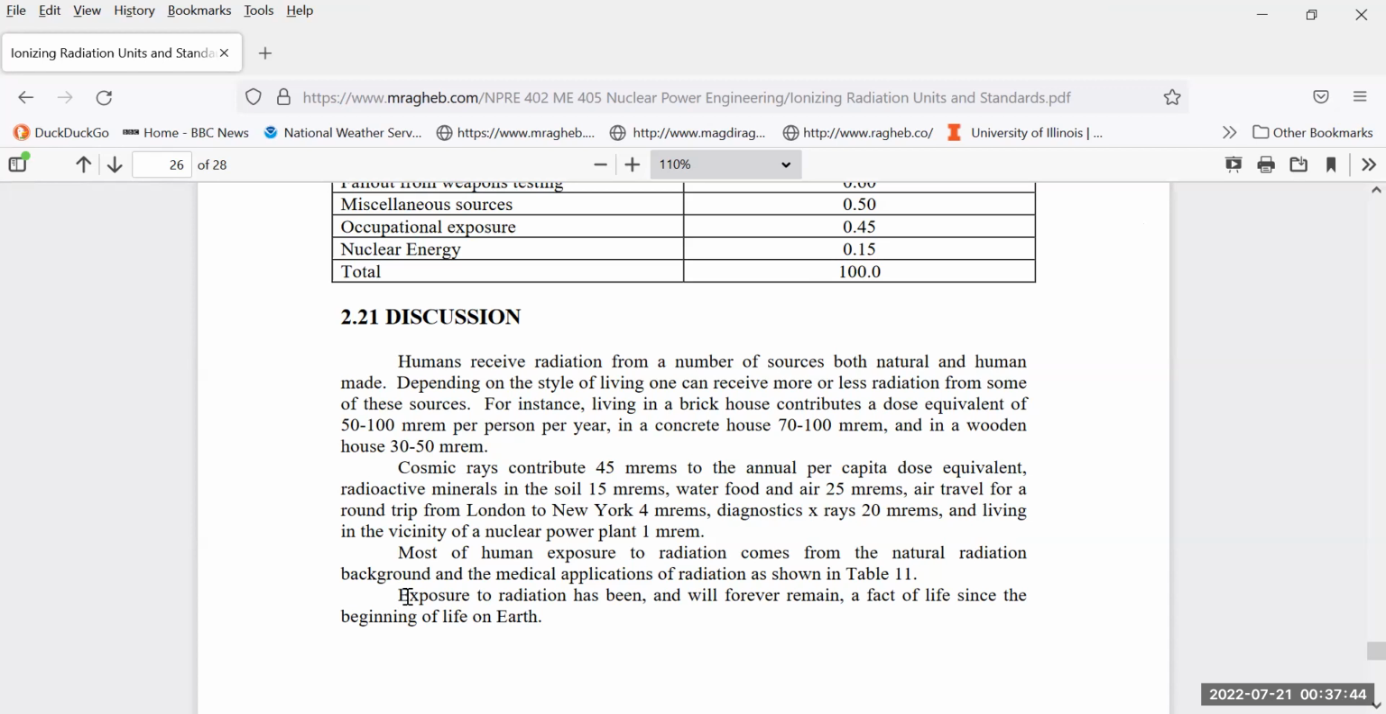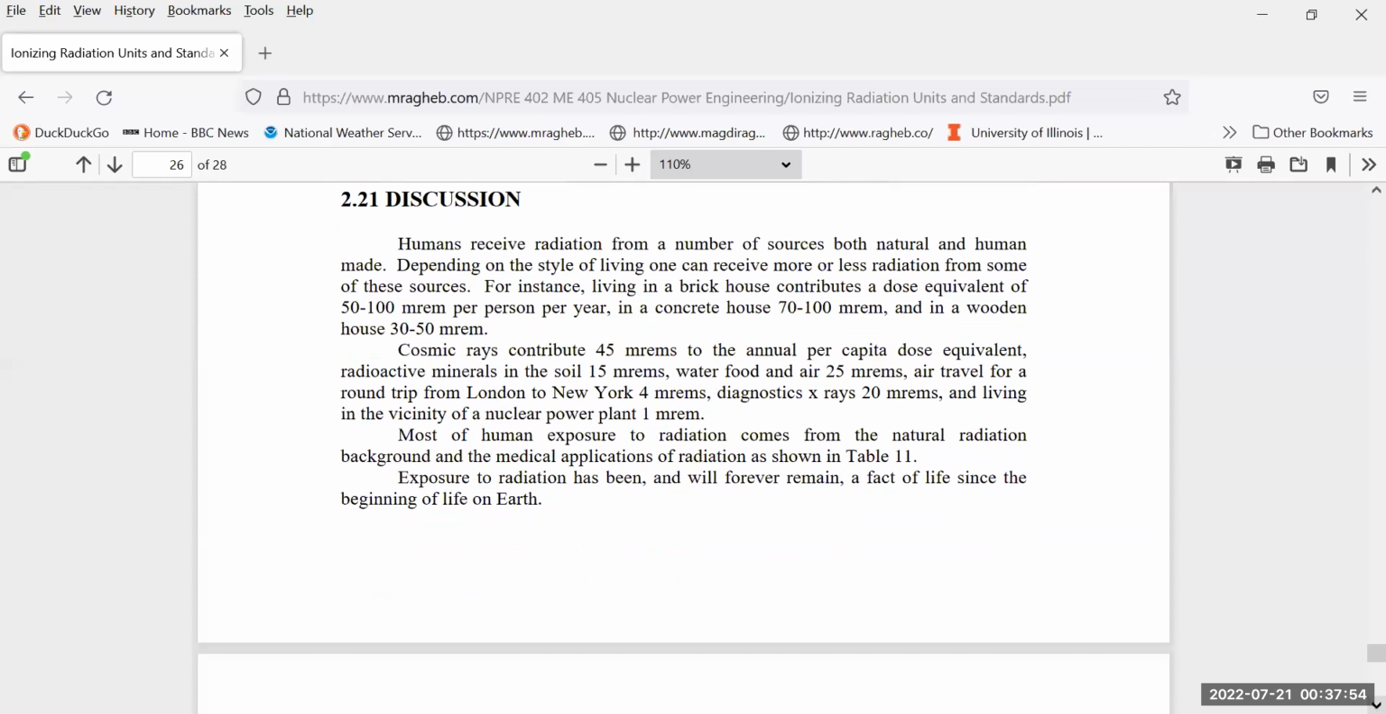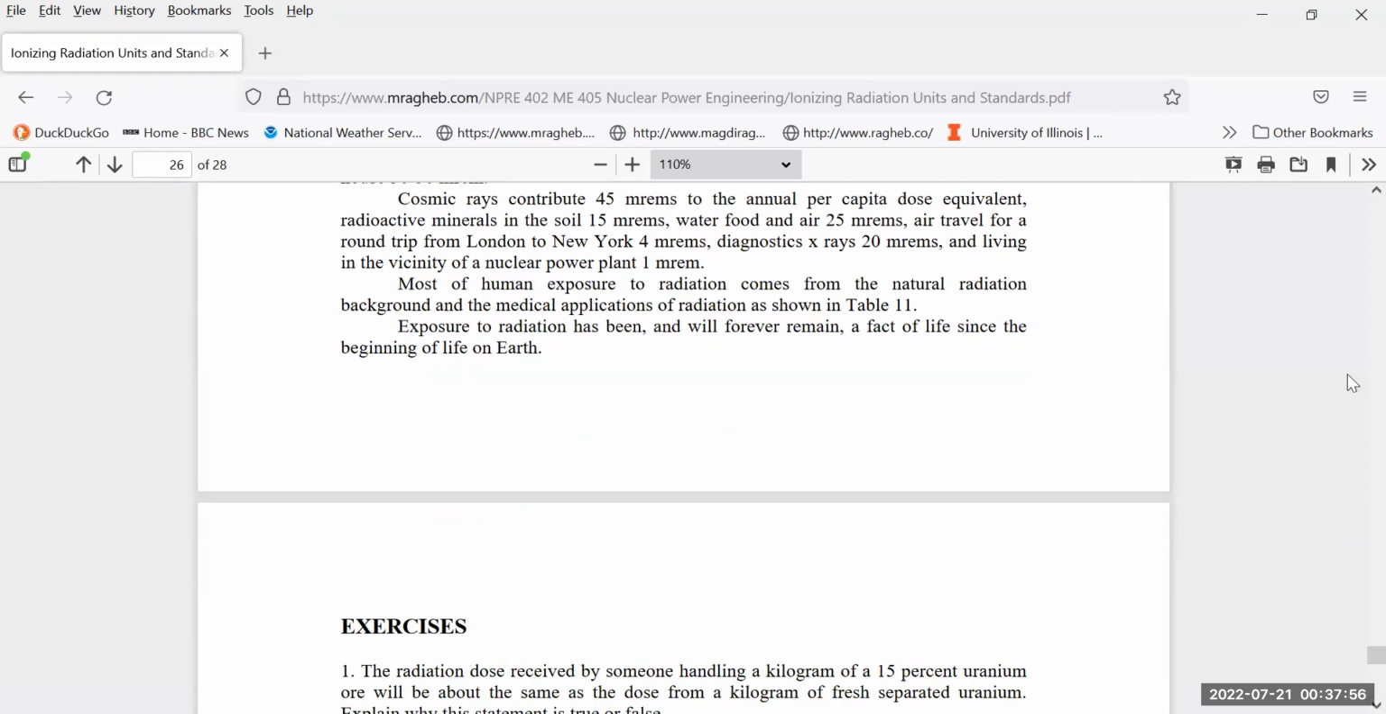In essence, we can say that exposure to radiation has been and will forever remain a fact of life since the beginning of life on Earth. And like we discovered radioactivity, we can deal with it in a safe way.